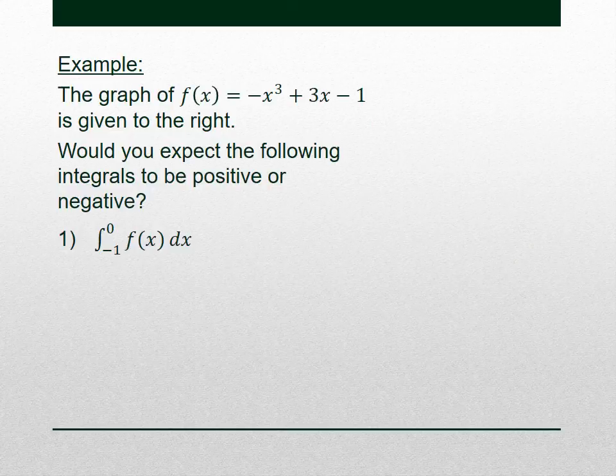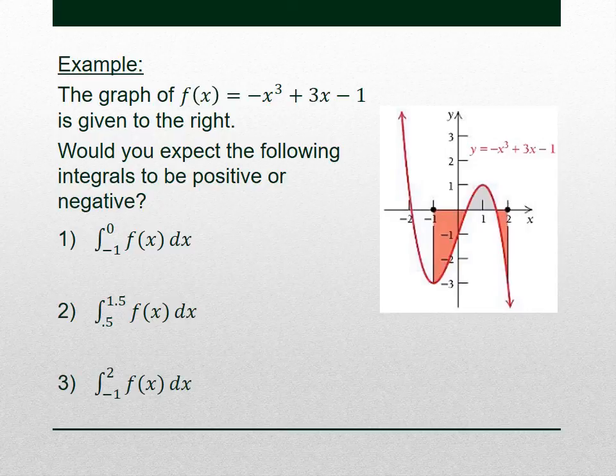All right, so let's look at an example here. I've got a graph on the right side, and I'm asking, would you expect these integrals to be positive or negative? Right, so I'm going to give you an integral, for example, the integral from -1 to 0, and say, do you think it'll be positive or negative? Well, remember, the integral from -1 to 0 is going to give us the area from x equals -1 to x equals 0, which I'll shade in extra red here. And so do you think that'll be positive or negative?